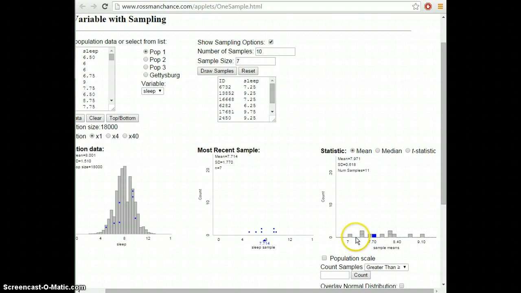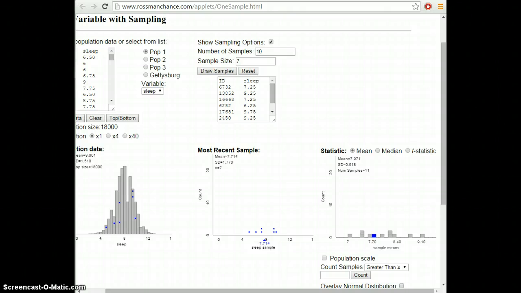So here we can see all these plots growing on this one. Each of these dots is a single sample of 7 students that was taken, and then the mean was calculated. So we can see the highlighted blue one is the most recent sample, but each of these was 7 students randomly chosen from this population. The mean was calculated, and it was plotted right here.